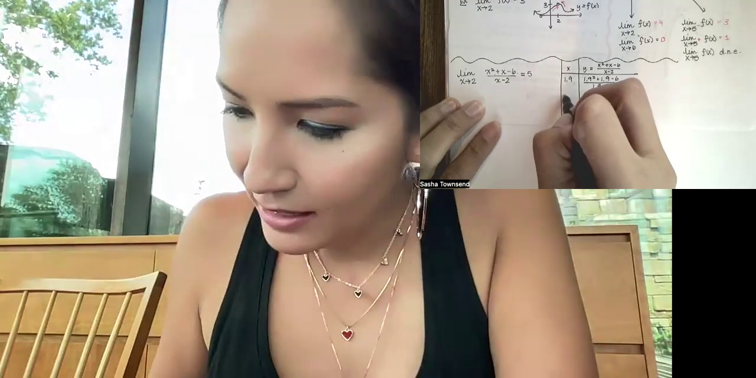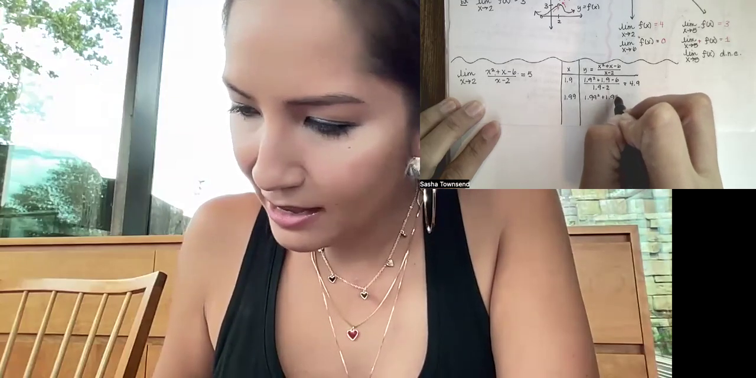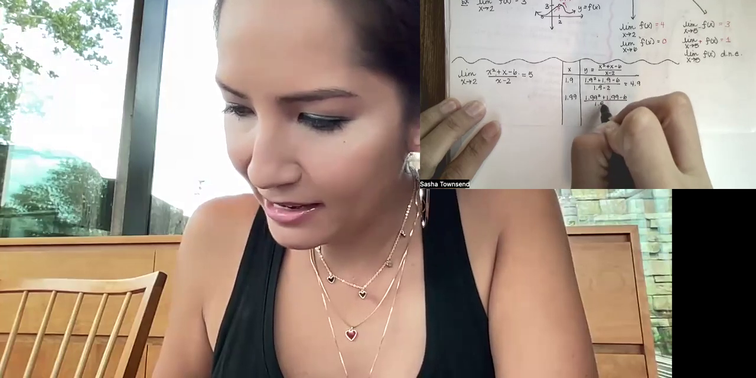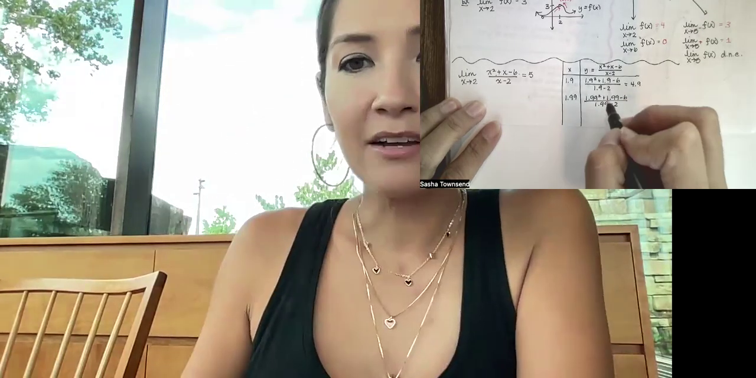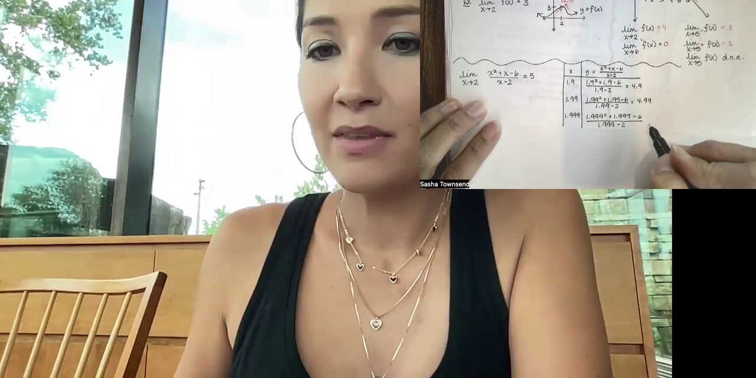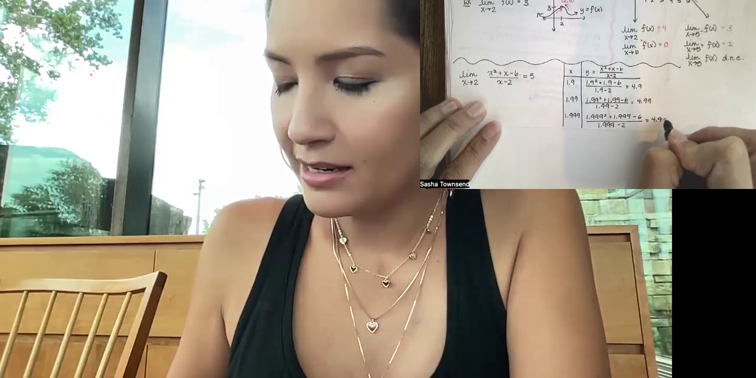And then we would do the same thing at 1.99. So you do 1.99 squared plus 1.99 minus 6, all divided by 1.99 minus 2. Enter that into your calculator, use parentheses as necessary, and you'll get 4.99. And if you substitute in x equals 1.999, you're typing that into your calculator. Make sure you put parentheses there and there. Then divided by 1.999 minus 2. Close parentheses there and there. Hit enter. And you'll get 4.999.